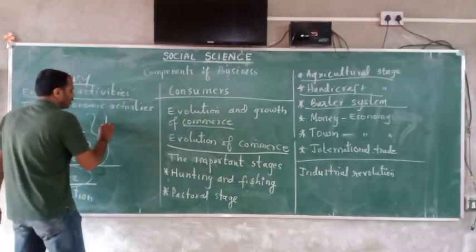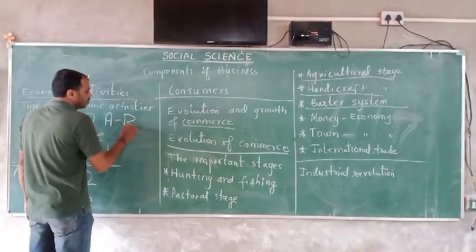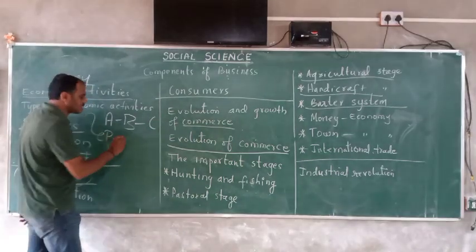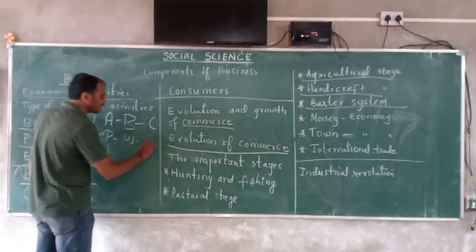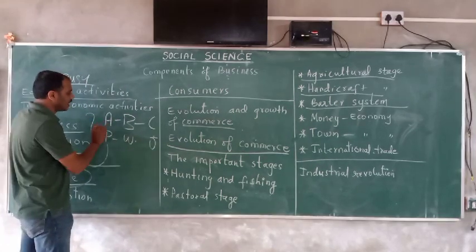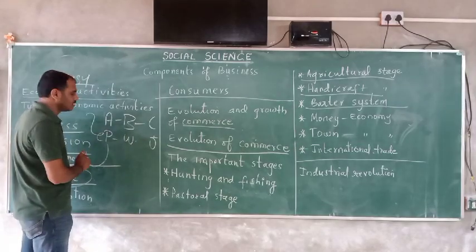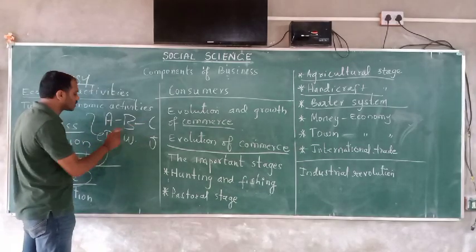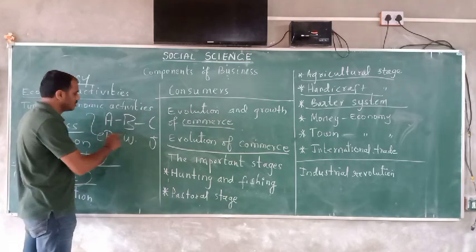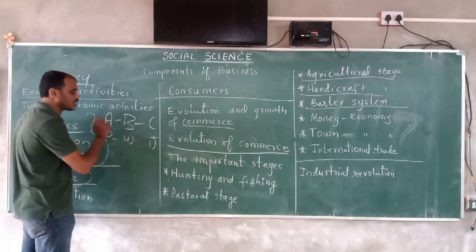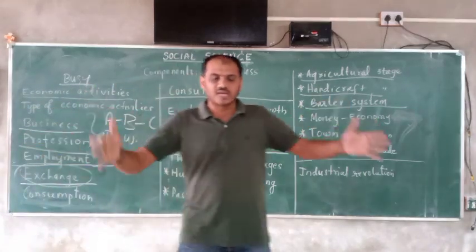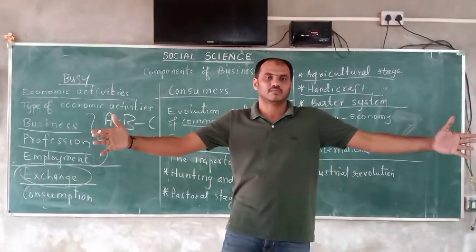Here A, B and C. A is having paddy, B is having wheat and C is having jowar. But A wants jowar, and C is not ready to take paddy. B wants paddy, but he is not ready to take jowar. This is because of the lack of double coincidence of wants.